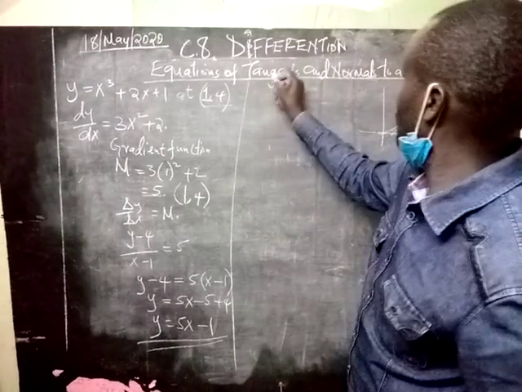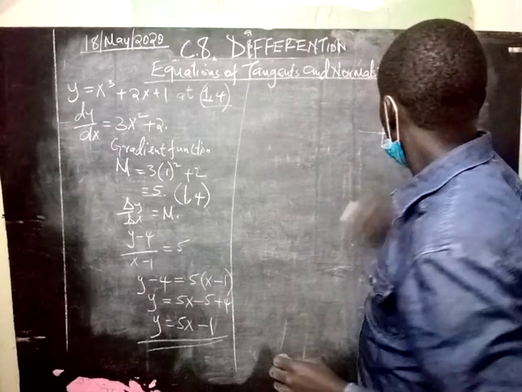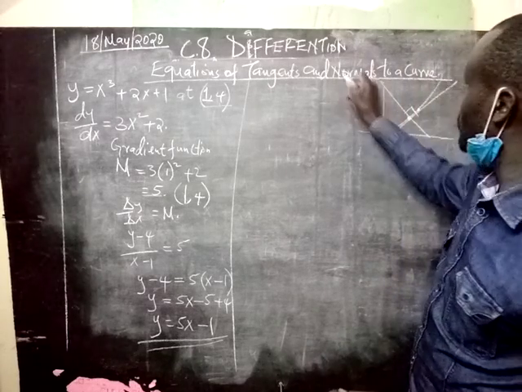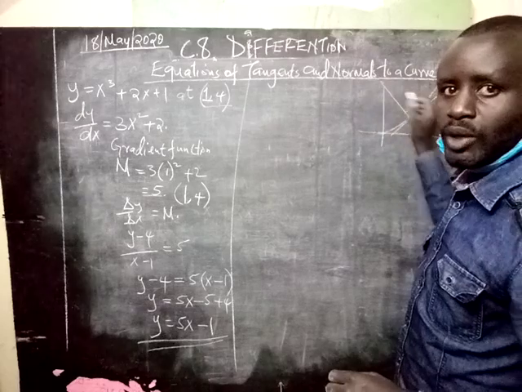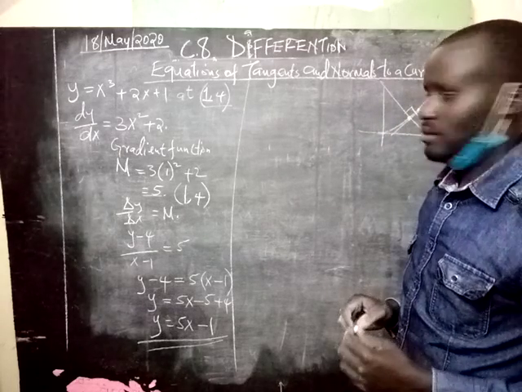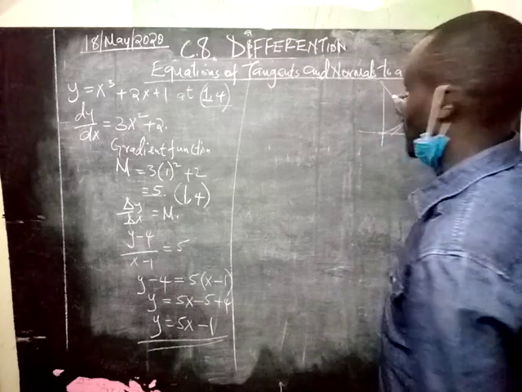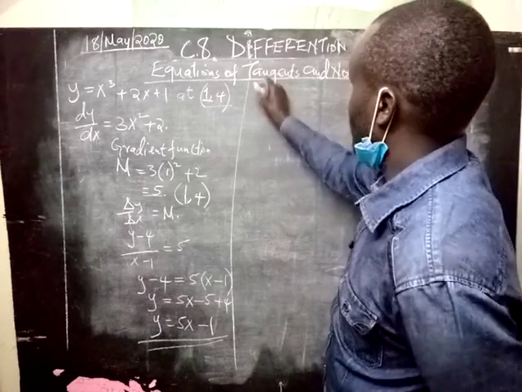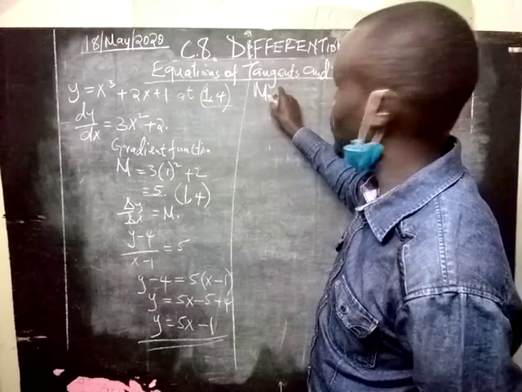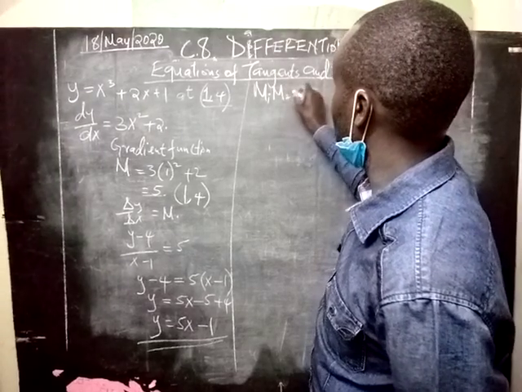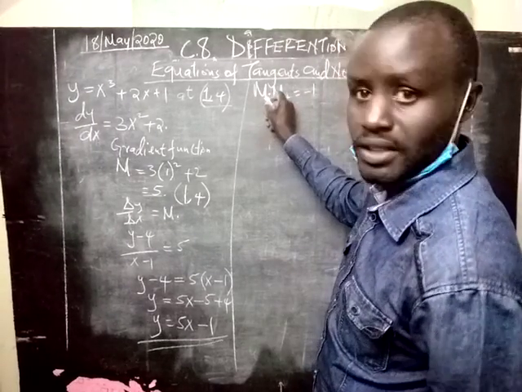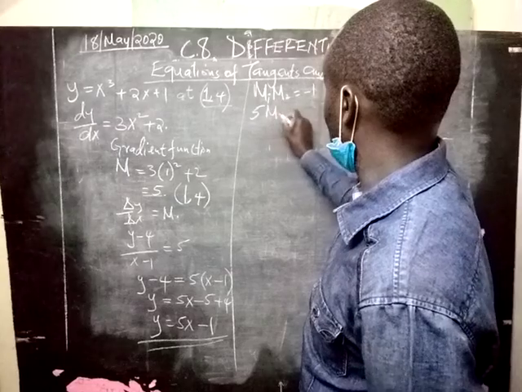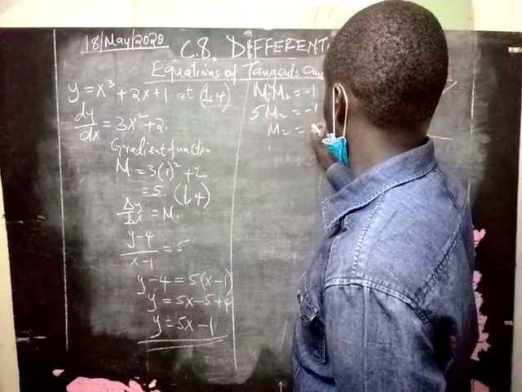When we move to normals to a curve, it means that we have another line which is perpendicular. That is where we have normals. So when you hear normals, it is a perpendicular line to a tangent to that curve. We can also find the equation of this normal to a curve, because we said gradient m1 multiplied by m2 gives us -1. The first gradient is 5, so 5 m2 equals -1, meaning our m2 is -1 over 5.